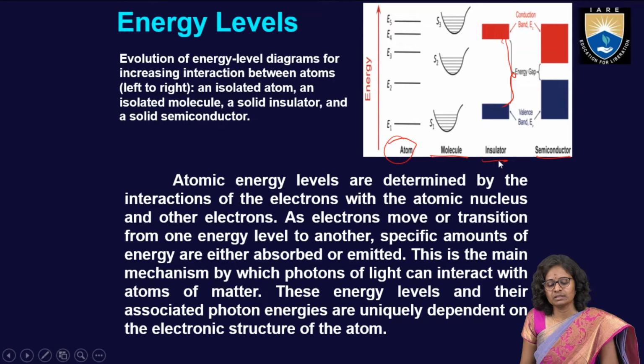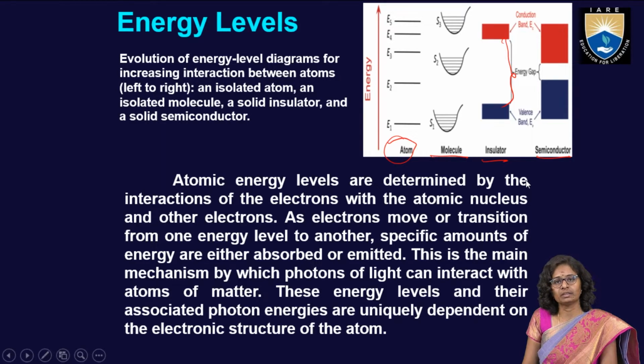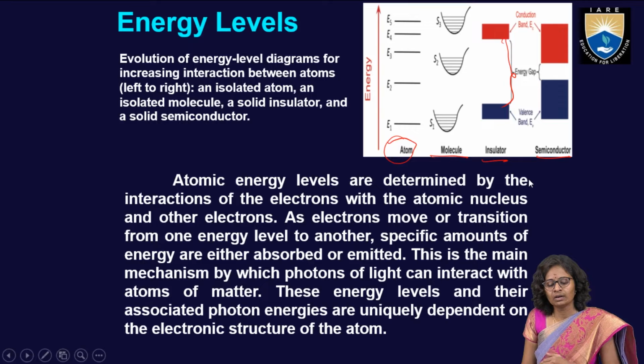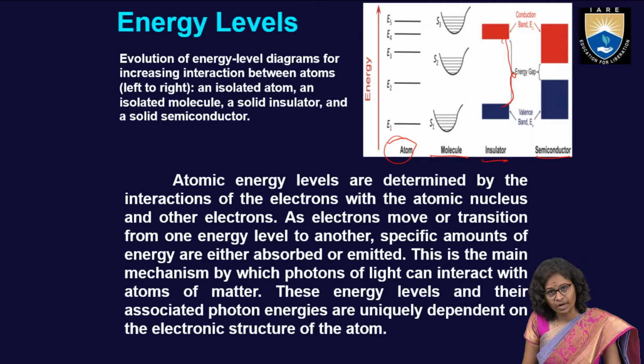Atomic energy levels are determined by the interactions of electrons with the atomic nucleus and other electrons. As electrons move or make transitions from one energy level to another, specific amounts of energy are either absorbed or emitted. This is the main mechanism by which photons of light can interact with atoms of matter. These energy levels and their associated photon energies are uniquely dependent on the electronic structure of the atom.